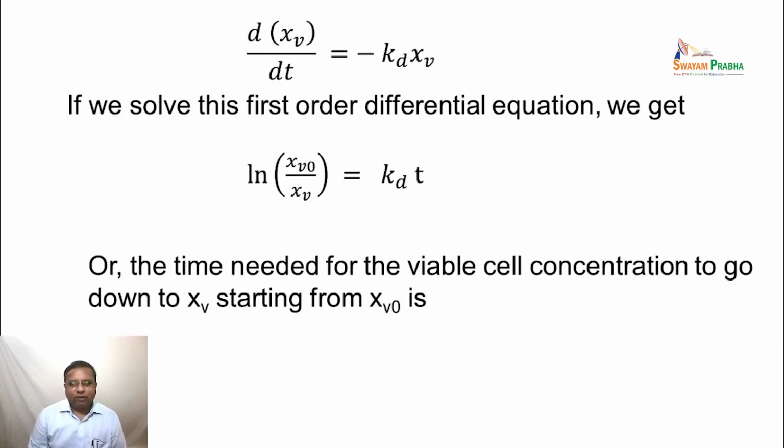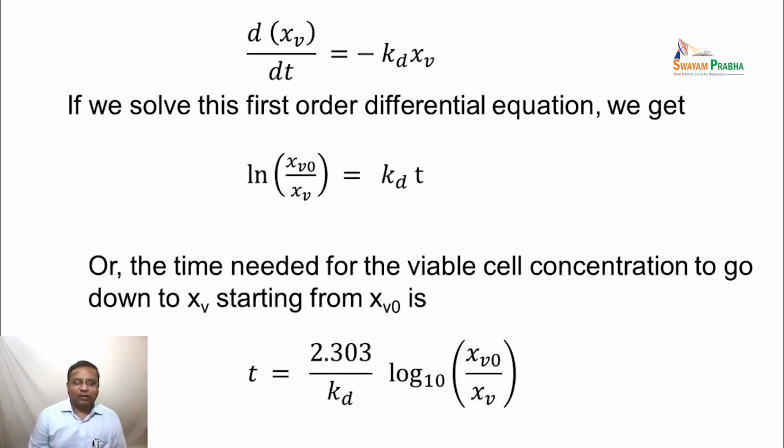The time needed for the viable cell concentration to go down to xv, starting from xv naught, is 2.303 by kd log to the base 10 xv naught by xv. As you can realize, this is natural log to the base e. When we convert that to log to the base 10, you have a factor of 2.303, but otherwise this is essentially this equation transposed. The main thing here is that we have the time that is necessary for the viable cell concentration to go down from xv naught to xv under certain set of conditions, which is characterized by this death constant kd, or the sterilization constant kd.